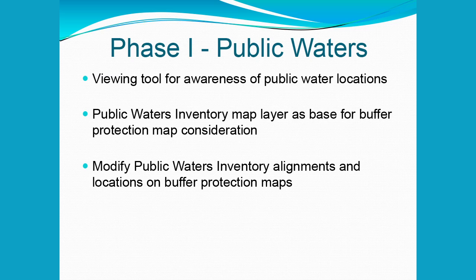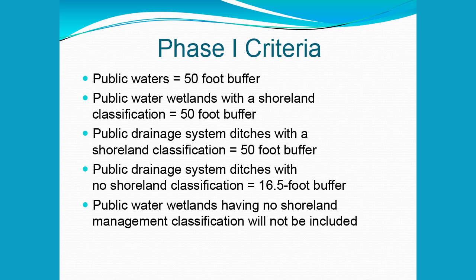And then that public waters map is the base that we're working off of for this mapping process, and then we'll modify the alignments. We have criteria that we're using for the Phase 1 public waters. Anything that's public waters would require a 50-foot buffer, just like public water wetlands, which are one of the sub-classifications. With shoreline classification, they have a 50-foot buffer on those. Public drainage system ditches with a shoreline classification would have a 50-foot buffer.